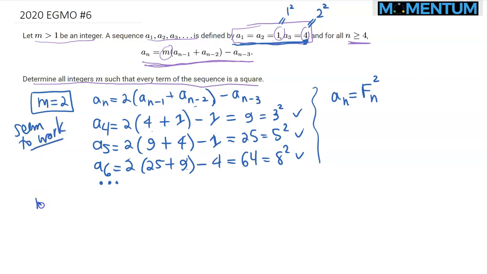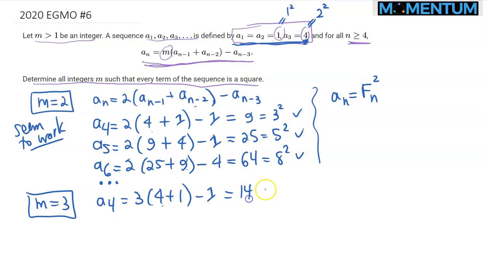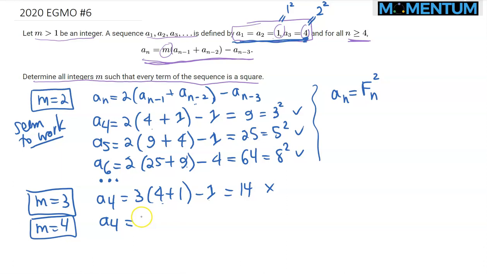All right, so let's go to m equals 3. Immediately you can see that m equals 3 will not work. For instance, a4 is equal to 3 times 4 plus 1 minus 1. 5 times 3 is 15, minus 1 is 14, and again, not a square. So this failed. If we try m equals 4, a4 would end up being 4 times 4 plus 1 minus 1. 5 times 4 is 20, minus 1 is 19, again wouldn't work.